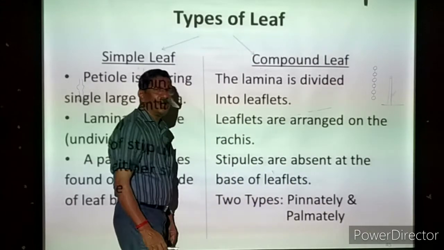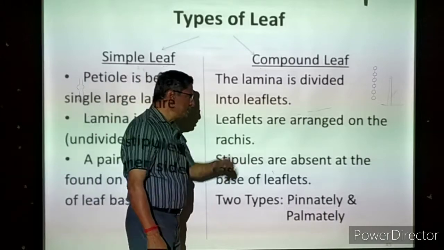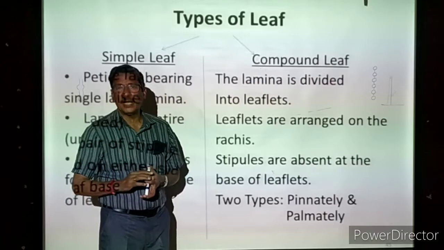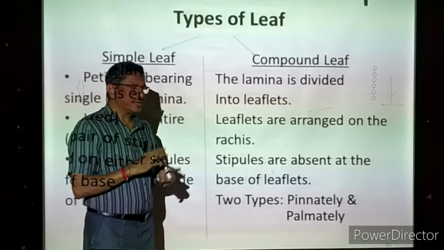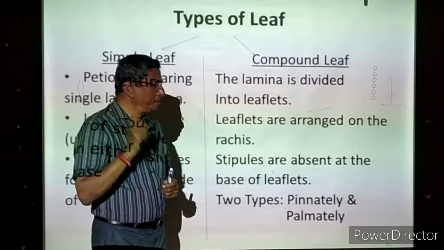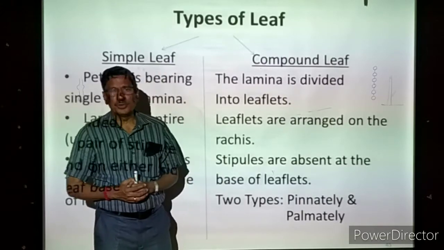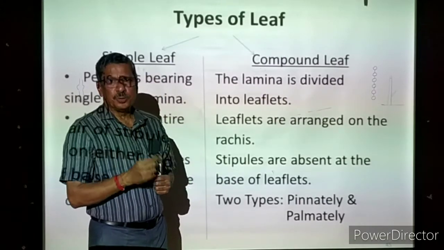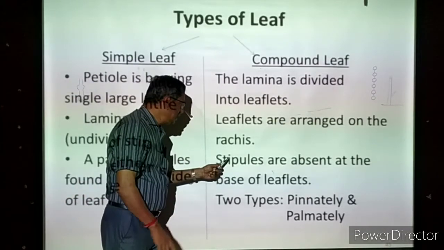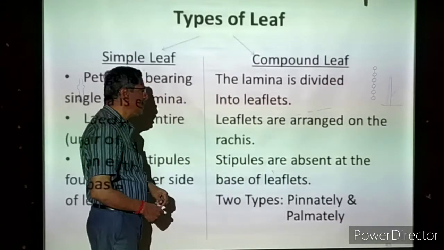Stipules are absent. Normally, in the compound leaf, the stipules are absent. I already told you the meaning of stipules. The leaf has a stalk called the petiole, and at the bottom of the petiole we may expect stipules to be present. But the leaflet has a small stalk, and at the base of the leaflet, stipules will not be present. Otherwise, we may get confusion about whether it is a leaf or a leaflet. So at the base of the stalk of the leaflet, stipules will not be present.